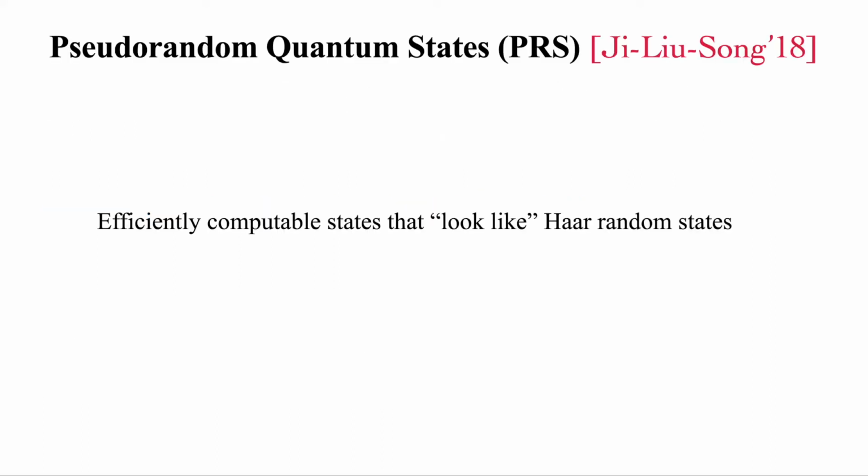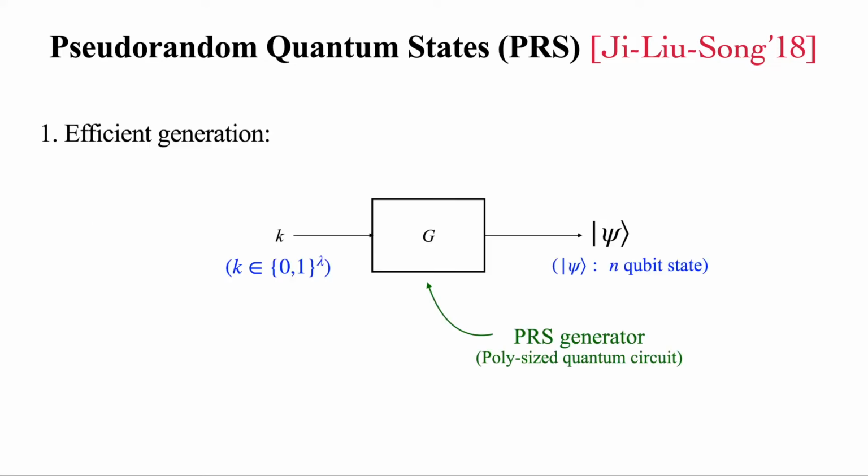So what are pseudorandom quantum states? These are states that are efficiently computable that look like Haar-random states. Let's try to formalize this. The first property we require from a PRS notion is the efficient generation property, which states that there exists a polynomial-sized quantum circuit that takes as input a lambda bit string k, and it outputs an n-qubit state. For simplicity, let's just consider the case when the output is a pure state. Most of the discussions will generalize to the case when the output of a PRS is a mixed state.